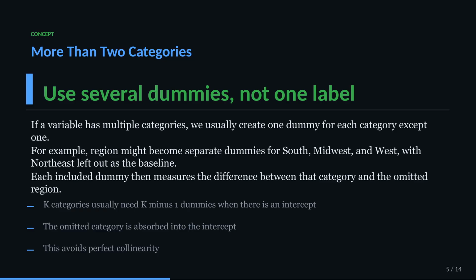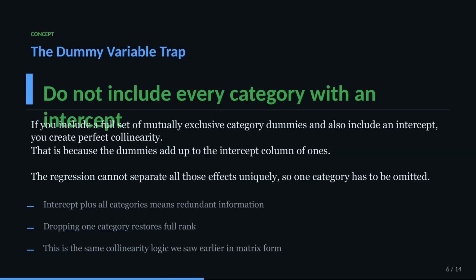Why do we have to leave one category out? Because of the dummy variable trap. If you include every category dummy and also include an intercept, the dummies add up exactly to the intercept column of ones. That creates perfect collinearity. The regression then has redundant information and cannot identify all the coefficients uniquely. So the fix is simple. Keep the intercept and omit one category, or drop the intercept and keep all categories, though the first option is usually easier to interpret.